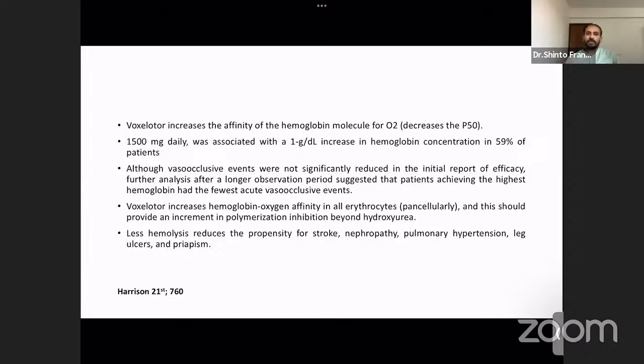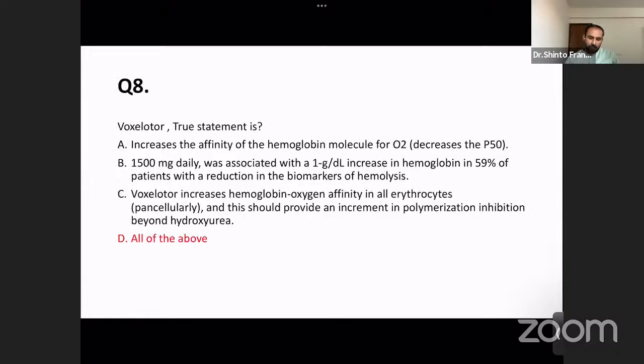We continue. Sorry for the technical glitch here. Okay. So basically, voxelotor is a drug used in sickle cell to increase the hemoglobin oxygen affinity in all erythrocytes. So there will be less hemolysis, and it reduces the propensity for stroke, nephropathy, pulmonary hypertension, leg ulcers, and priapism. So all the above are right.